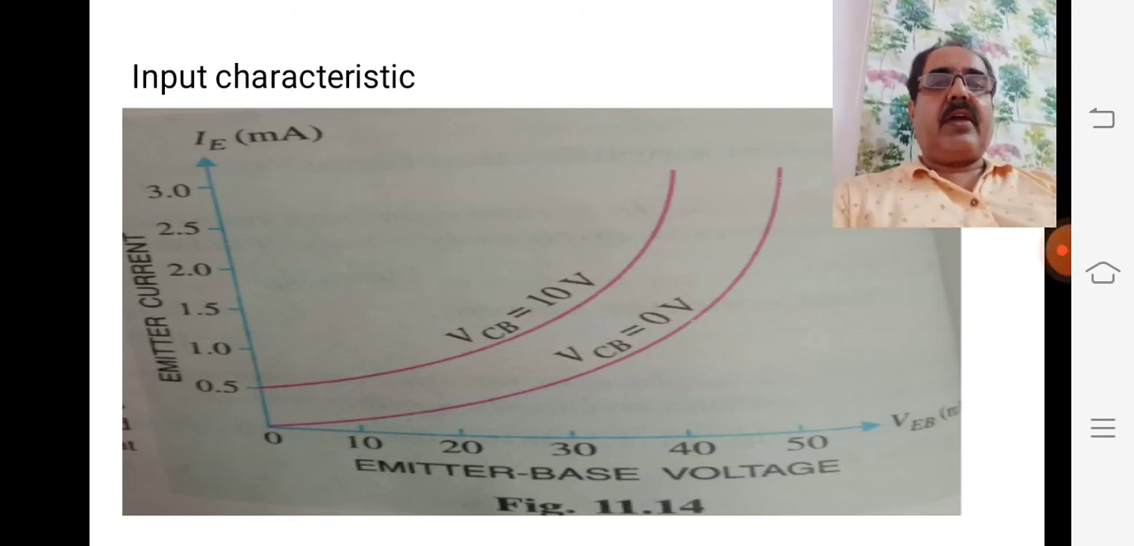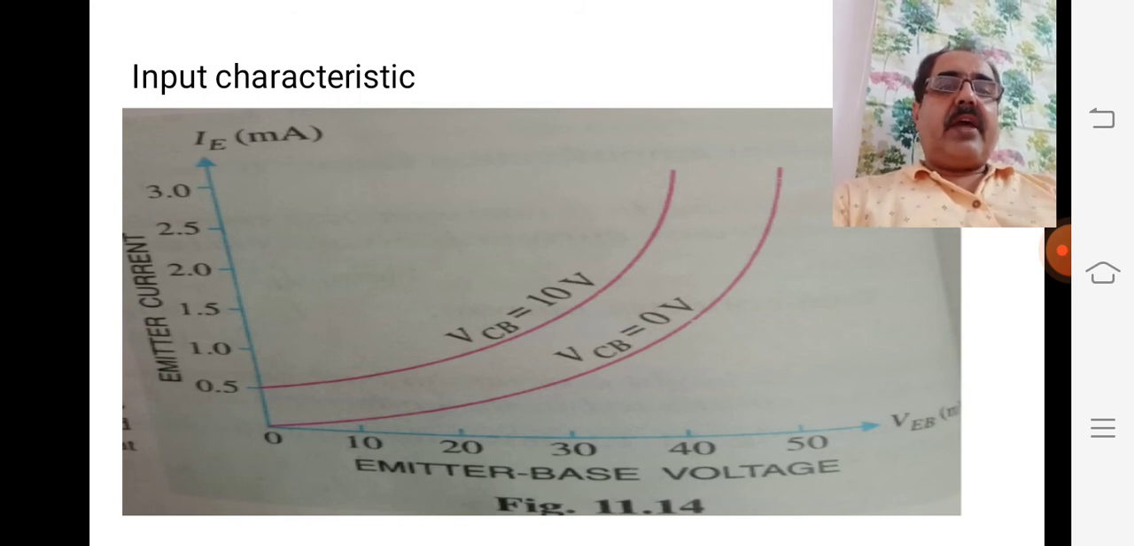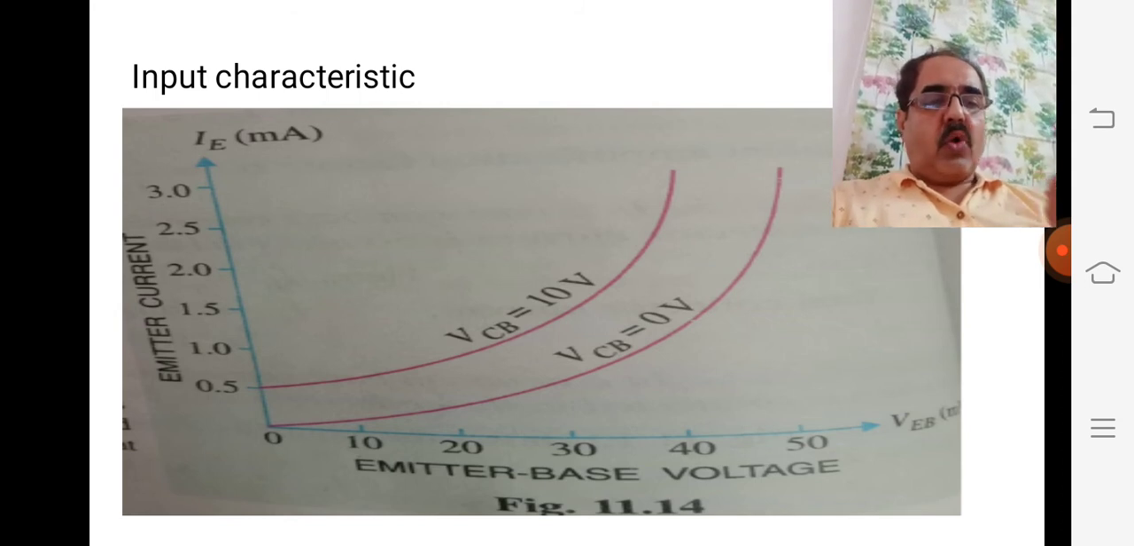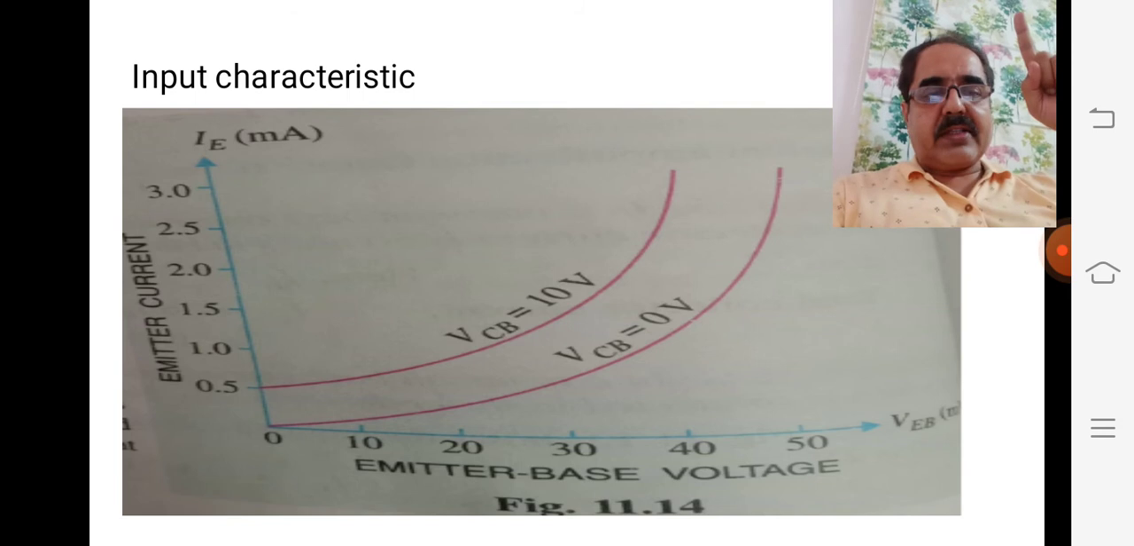We have to consider the characteristics of the common base connection. Observe in this figure: on the x-axis there is the emitter base voltage, and on the y-axis there is the emitter current. That means it is the graph between voltage and current. We have to consider the characteristics of the common base connection.